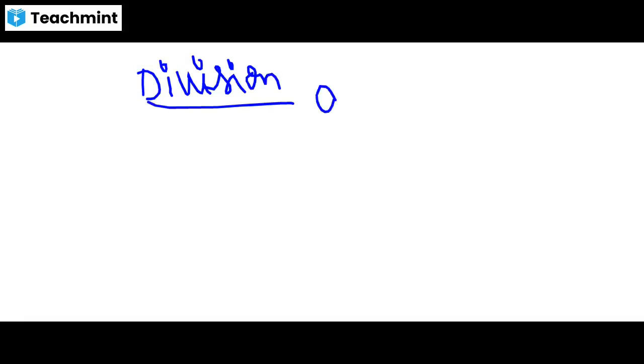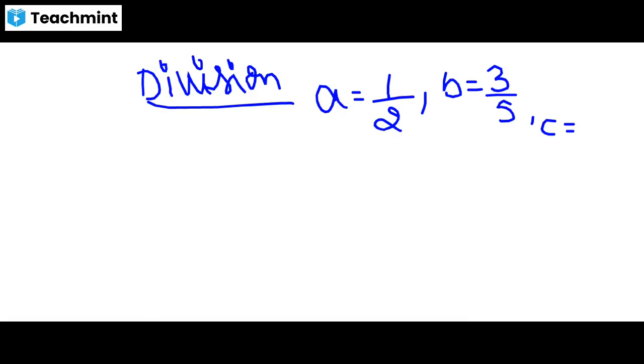A value we will take as 1/2. B value we will take as 3/5. C value we will take as 5/6. Now, you should check what is (A divided by B) divided by C.